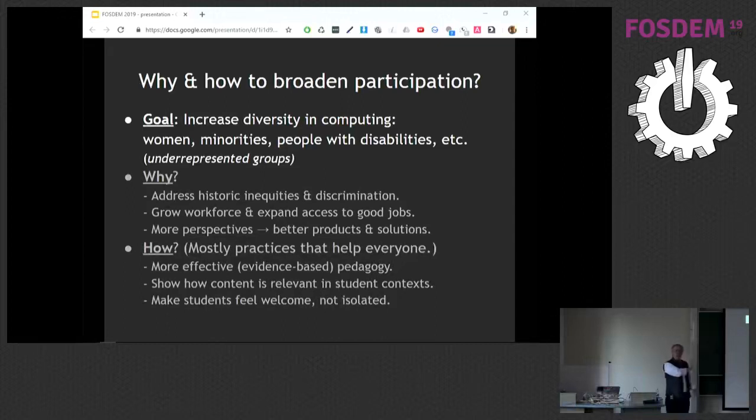I don't want to have a whole talk about how to do that, but I do want to point out that most of the practices that help these groups actually help everyone. Sage gave a great talk earlier. I'm sorry, it wasn't a great talk. It was a talk that inspired and motivated me. Many of the things that help people suffering from imposter syndrome will help everyone in the community.